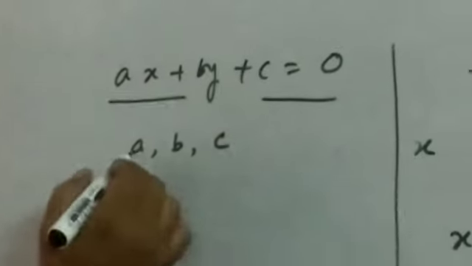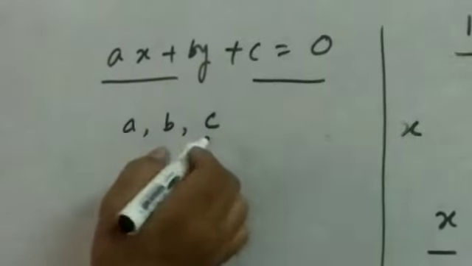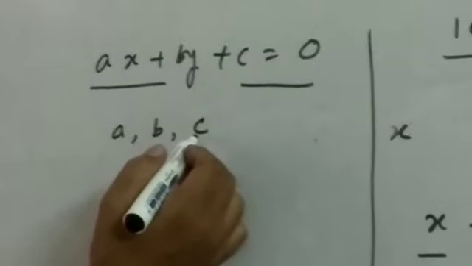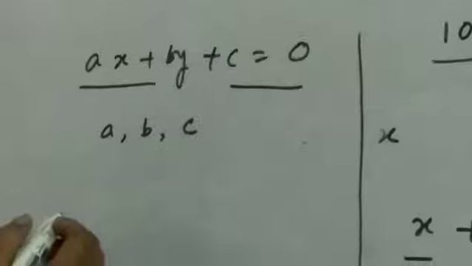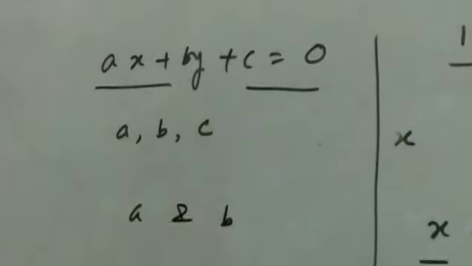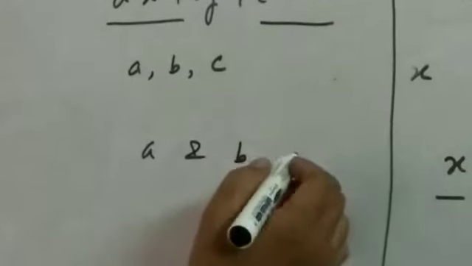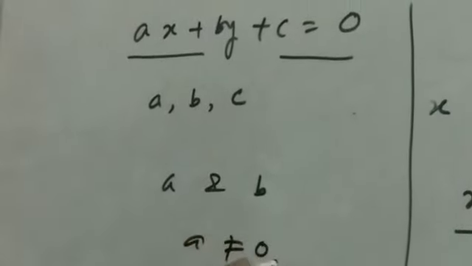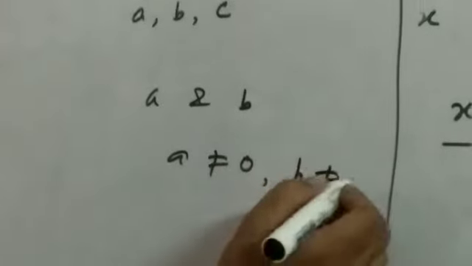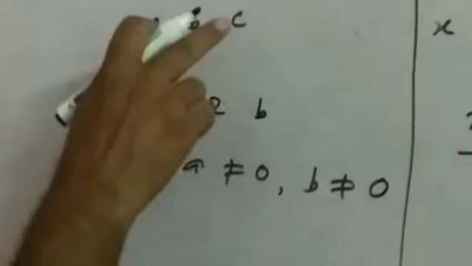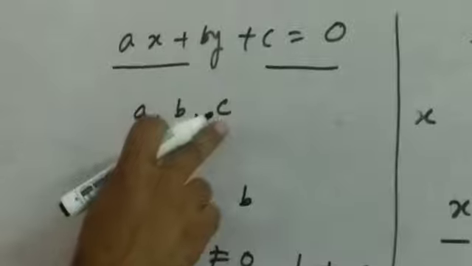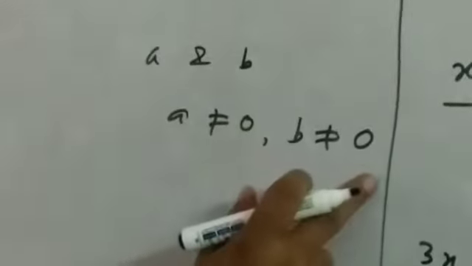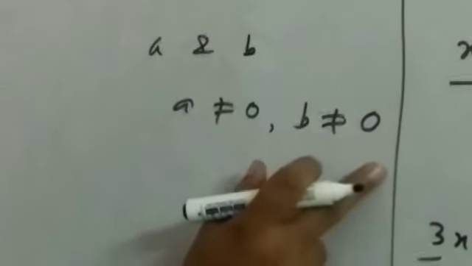A, B, C are real numbers, and you know real numbers may be plus, may be minus, may be a root, may be a fraction also. So any real number, but A and B are both non-zero, meaning A should not be equal to 0 and B also should not be equal to 0. C may be 0 or may not be 0, it does not matter, but A and B are not equal to 0. This condition should be satisfied.